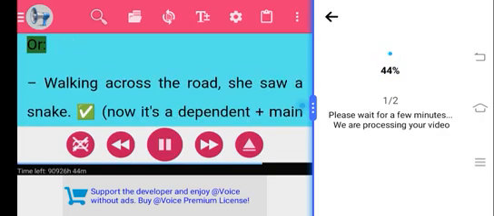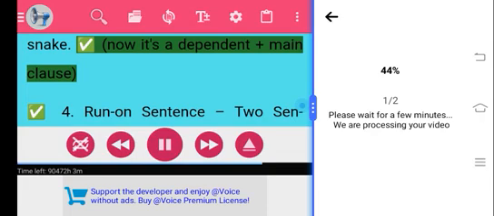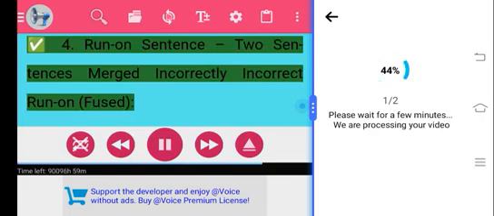Check mark. 4. Walking across the road, she saw a snake. Check mark. Now this is a dependent plus main clause. Check mark. 4. Run-on sentence. Two sentences merged incorrectly. Incorrect.